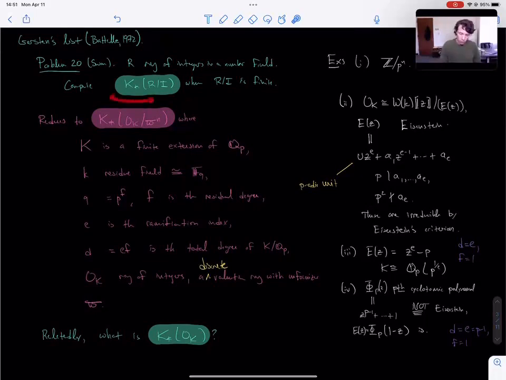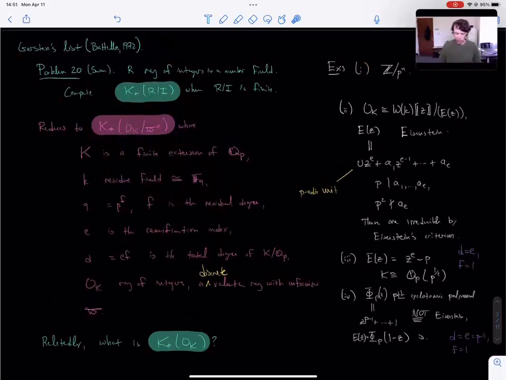Okay, so we want to compute these K groups in this setup. Obviously there are infinitely many of these. Just looking at this, that's clear, but there's even more. So we'll get a little sense of that later on.